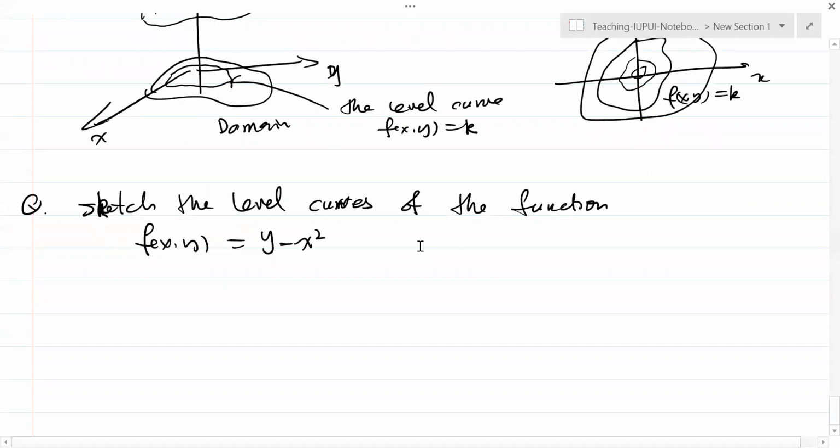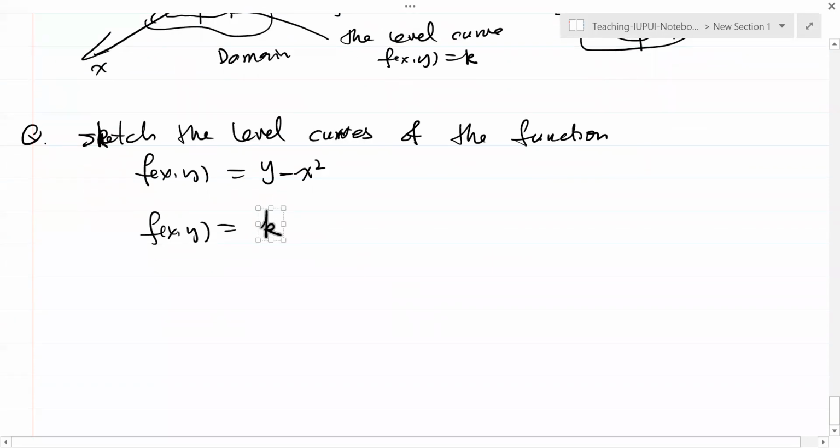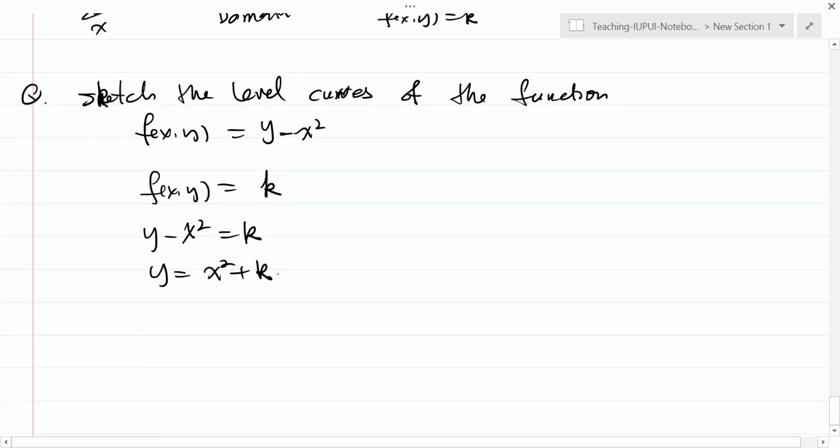So right now we are in two dimensions, where the function is defined. What we have to do is study this family of equations: y minus x squared equals k. In other words, y equals x squared plus k. As the value of k changes, you get different level curves.